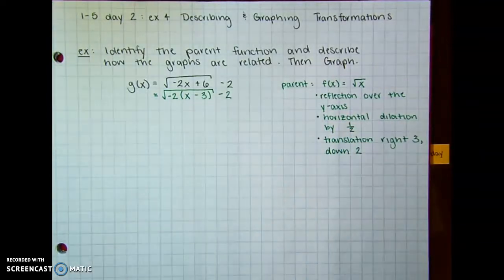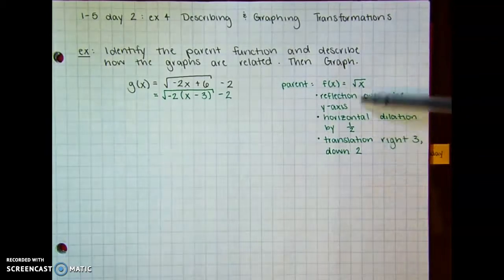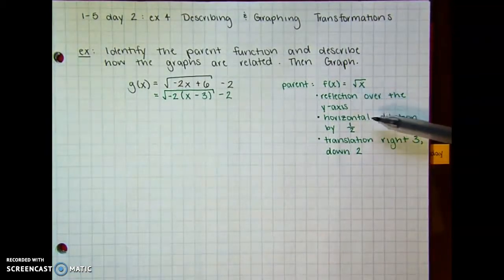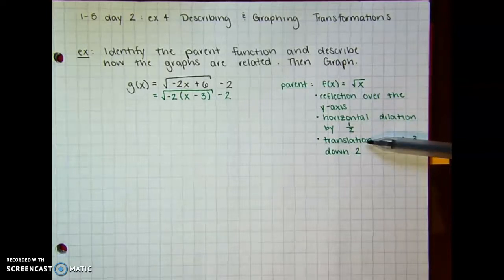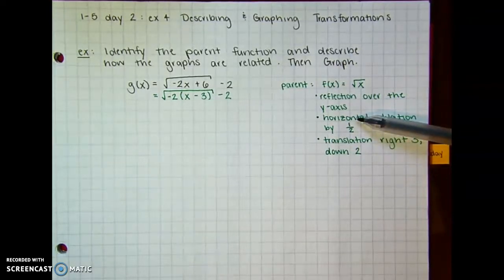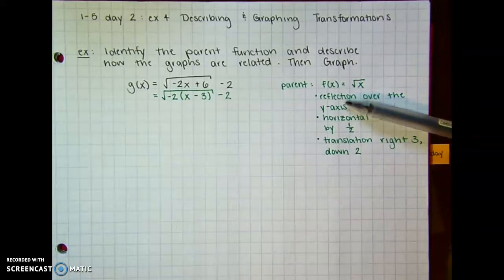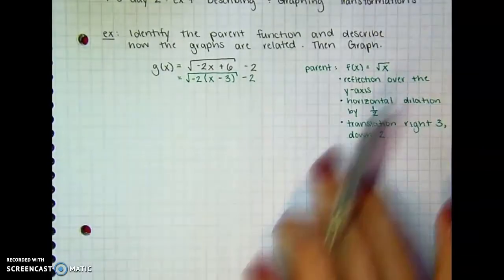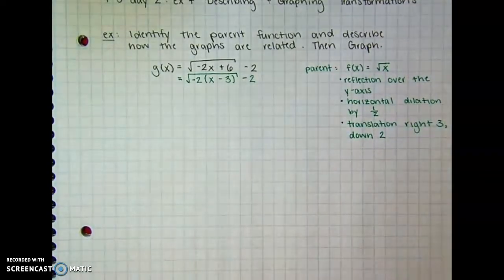Okay, so remember when you're listing your transformations, you need to use the important vocab: reflection, horizontal dilation, and translation. I do not want to see HD. I do not want to see flip. I do not want to say move. You need to write it all out. Okay, now that we've got all of this, we can graph.